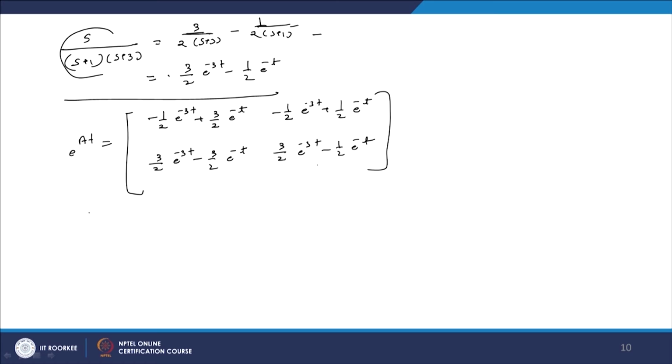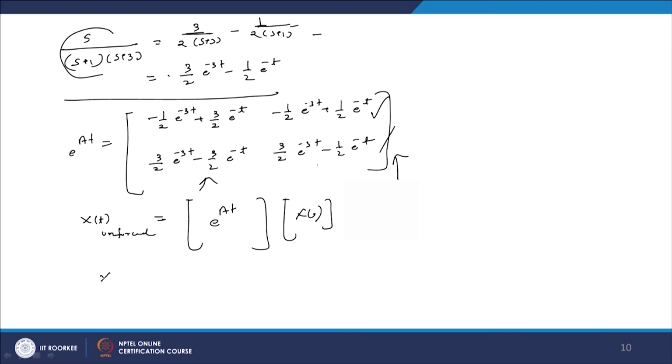Now, we want x of t for the unforced part, that is this part, e raised to At, and we have x naught, the initial conditions. So, the initial condition is 0 1. If you multiply these conditions here, what happens? This left side portion can be neglected because 0 will come. So, the remaining will be the terms in this one, that is this element and this element.